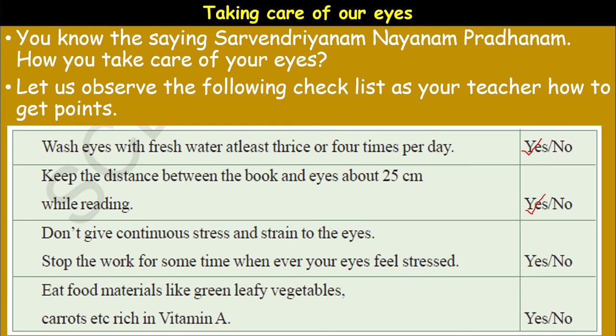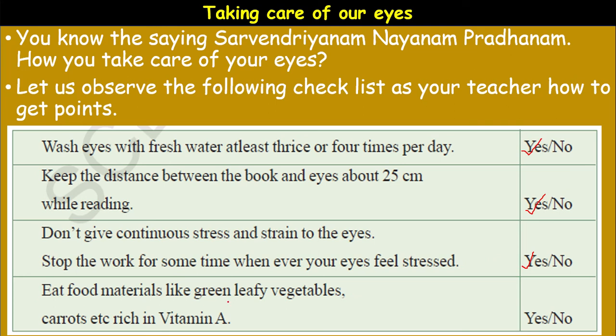So next, don't give continuous stress and strain to the eyes. Stop the work for some time whenever your eyes feel stressed. Continuously watching videos, continuously watching TV. For example, when you sit in a movie for 3 hours and come out, you feel how much stress your eyes have. Whenever you feel your eyes are stressed, you need to give them rest.